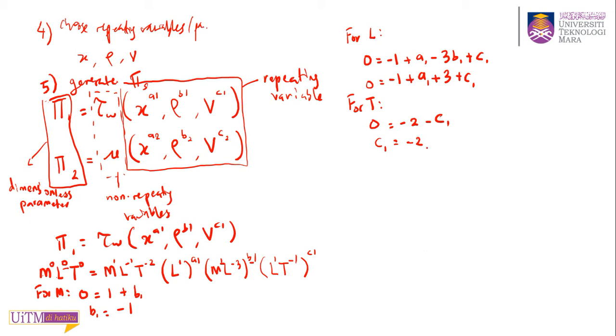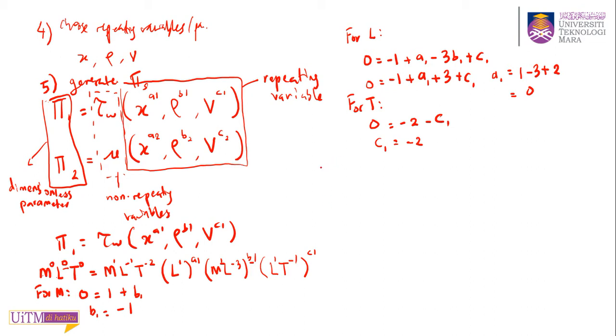Okay, so we will use this value in the L equation so that we will get A1 equals 1 minus 3 minus C1, and C1 is minus 2, so plus 2. So this will give us 1 minus 3 is minus 2, plus 2 is 0. So we have A is 0.